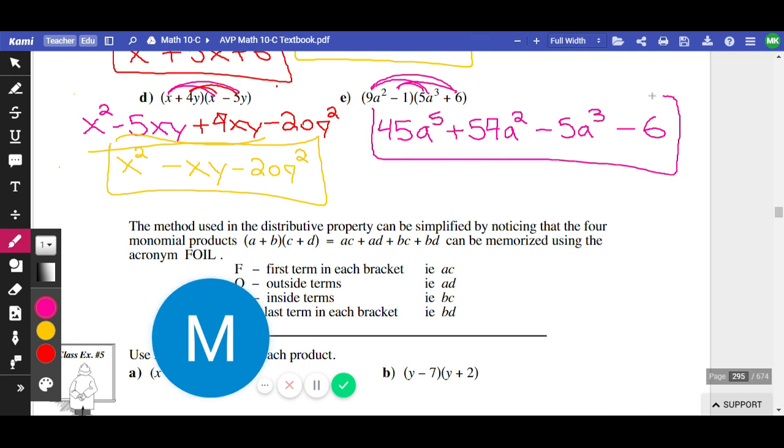That's my final answer, because there's no like terms, because the exponents are all different. A to the power of 5 cannot be combined with a to the power of 2, cannot be combined with a to the power of 3. Right? They're all different exponents. Any questions about that? Why'd I get a number where I got a number?